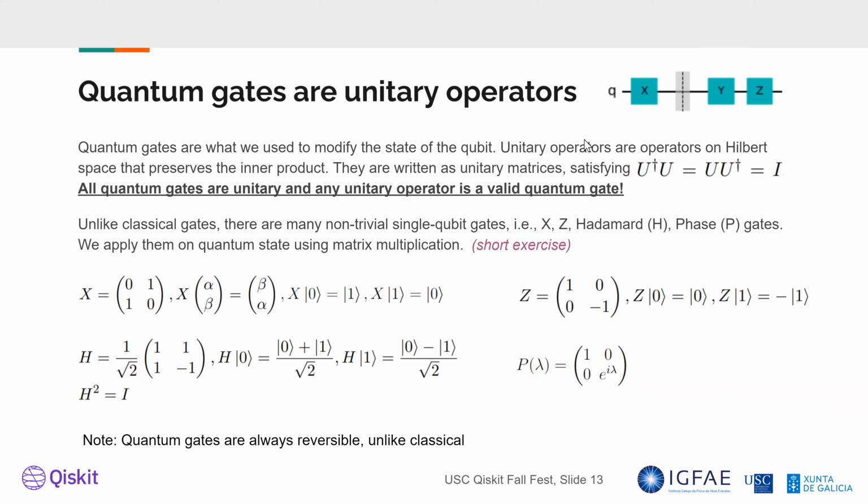The unitary operators are operators on the Hilbert space that preserve the inner product. It is very important to remember that no matter what you do to the qubit, it should still be normalized all the time. That means all your operators should preserve the inner product. You can write them as unitary matrices, which is what we will be dealing with today. They have to satisfy unitarity. For now, just remember all quantum gates must be unitary, meaning preserving probability, and any unitary operator is a valid quantum gate.